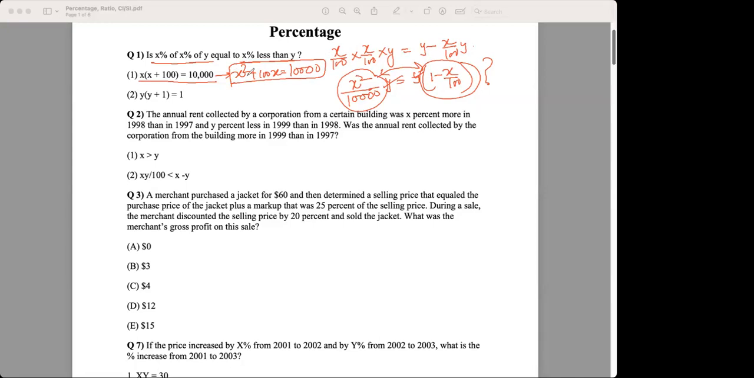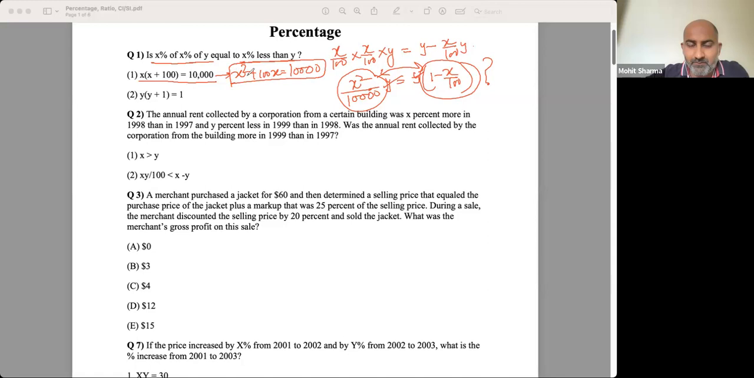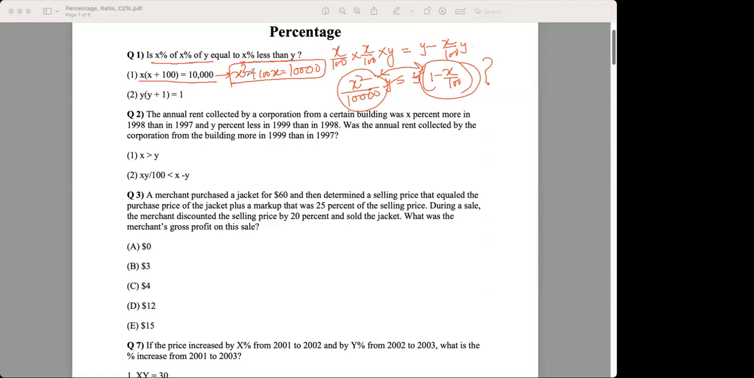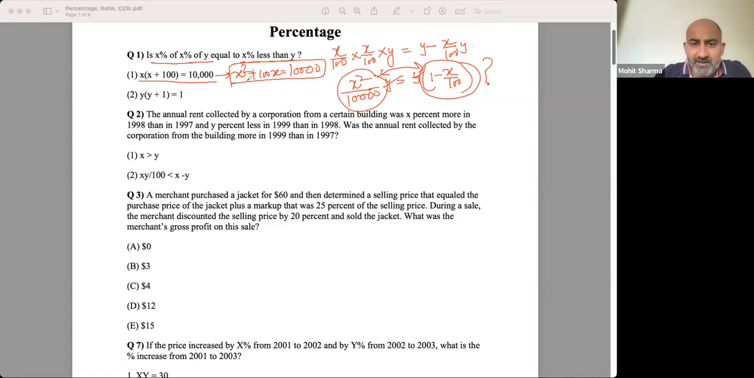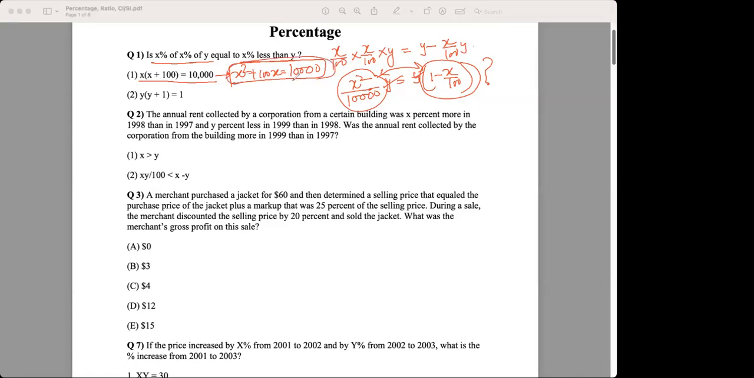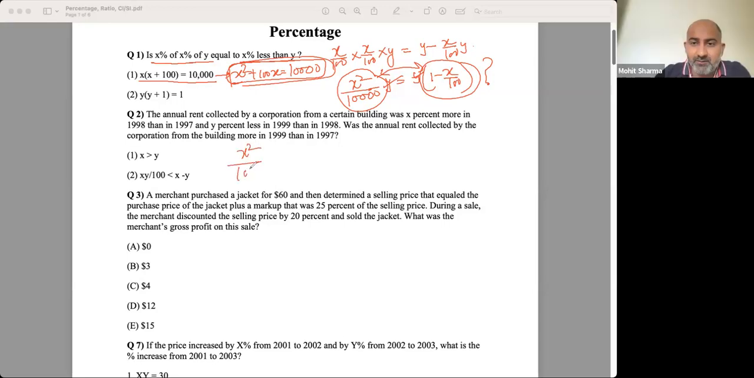So this first option is 100 times. If we multiply the first option by 100, both sides, it will give us the expression that is there in the question. Or, if you divide the entire expression by 10,000, what do you get? X square upon 10,000 plus X upon 100 is equal to 1. Don't you think this is what it is?